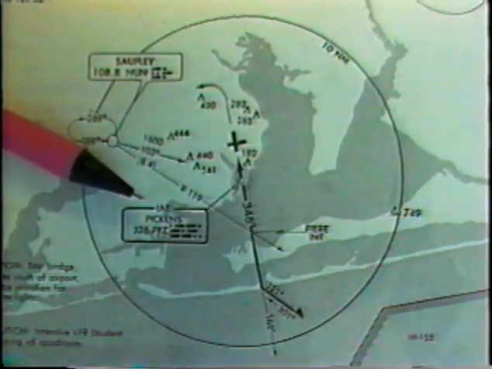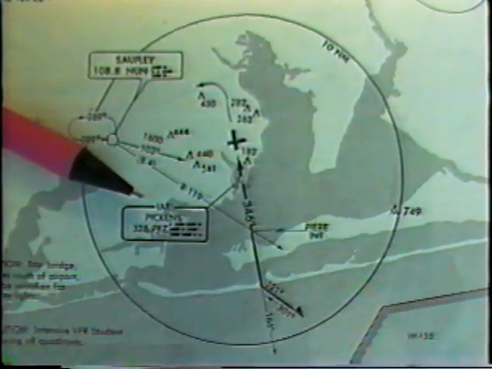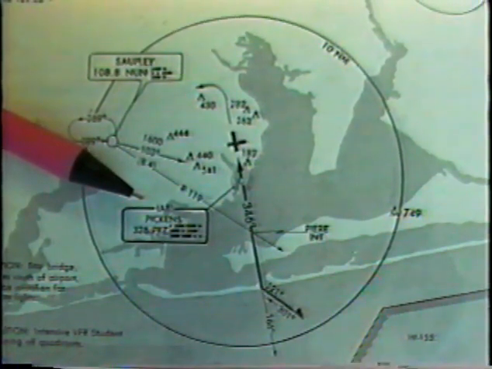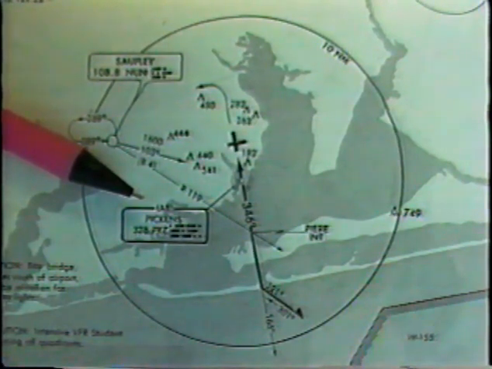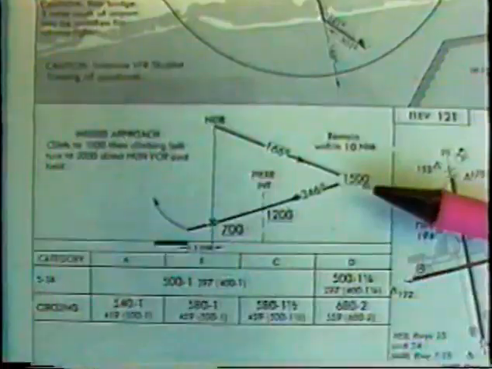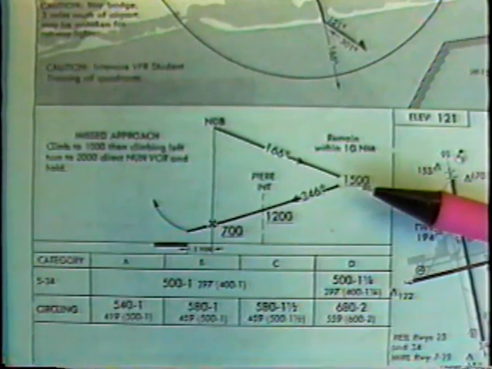The initial approach fix, marked IAF on the plan view, is the Pickens NDB and is the point where the approach begins. The initial segment begins at the IAF and is the procedure turn outbound segment of the approach. It includes the entire procedure turn and ends when the airplane is established inbound to the fix. During this segment, the pilot should slow the airplane to approach speed and descend to the published altitude of 1,500 feet.